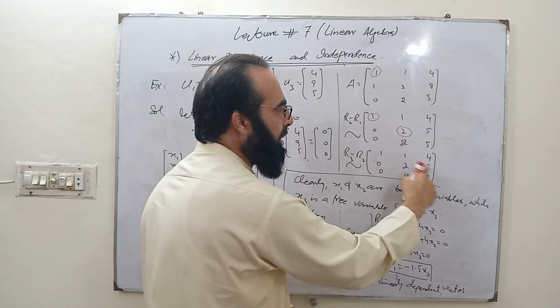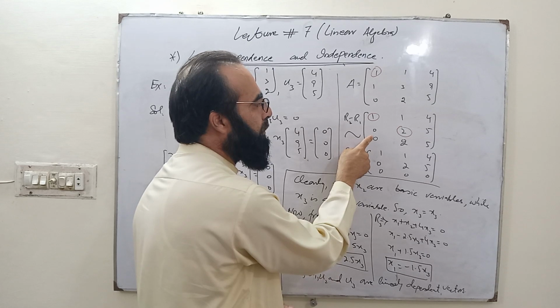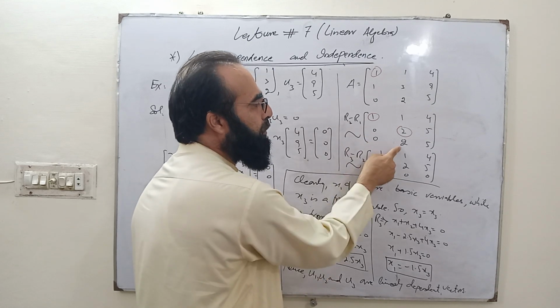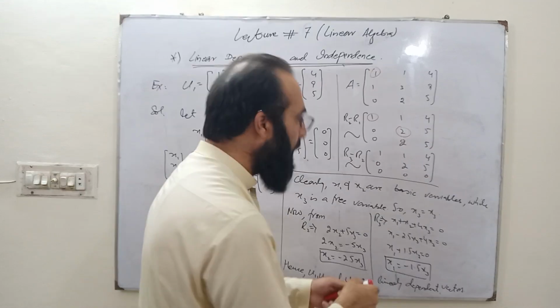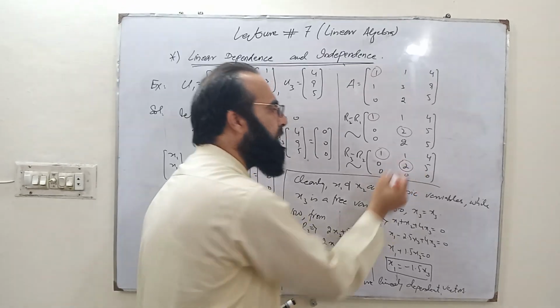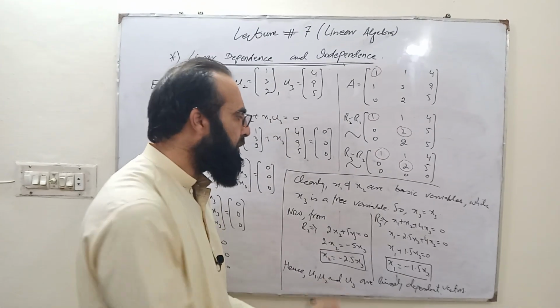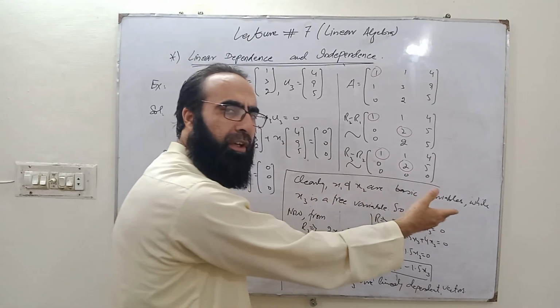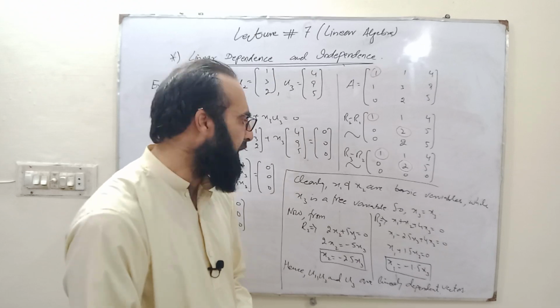The first row will remain the same, the second row will remain the same. Subtract the second row from the third. So 0 minus 0, 0, 2 minus 2, 0, 5 minus 5, 0. Clearly, these are the pivot entries associated with the first column and second column. So this shows that x1 and x2 are the basic variables, while the remaining variable x3 is a free variable.